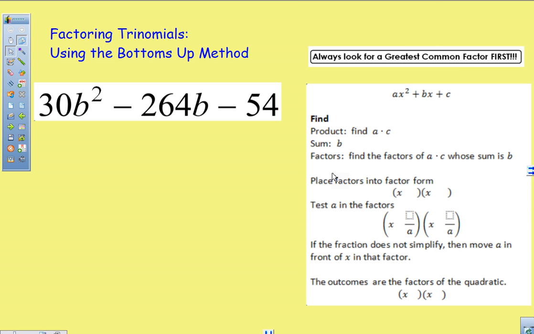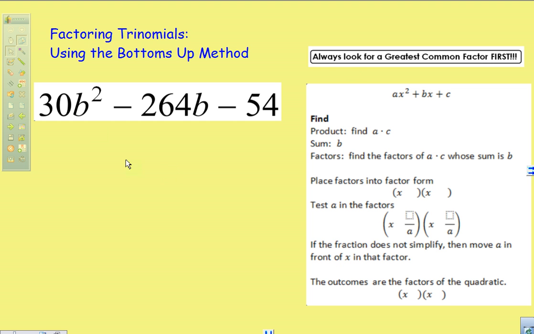Alright, so here we go. Let's take a look at this next one. I wanted to go ahead and do one where I didn't have the previous video we had where there was a positive sign in front of the B and a positive sign in front of the C, and this creates a little more difficulty here with the process.